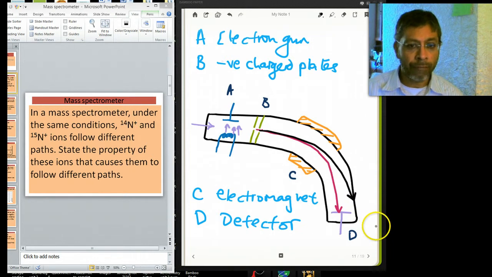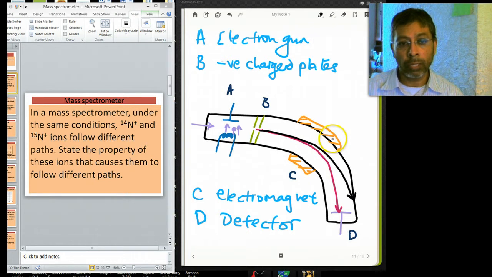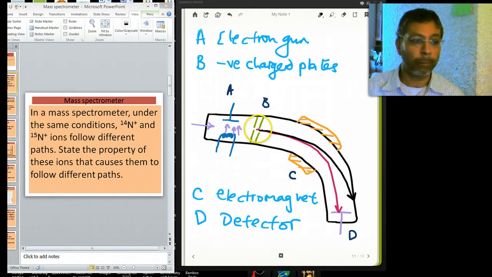But eventually every single ion will be collected because you can change the electromagnetic field strength. Okay, you can also change the strength of the electromagnetic plates so that they're not accelerated as much, and that will also allow all the different ions to be collected.